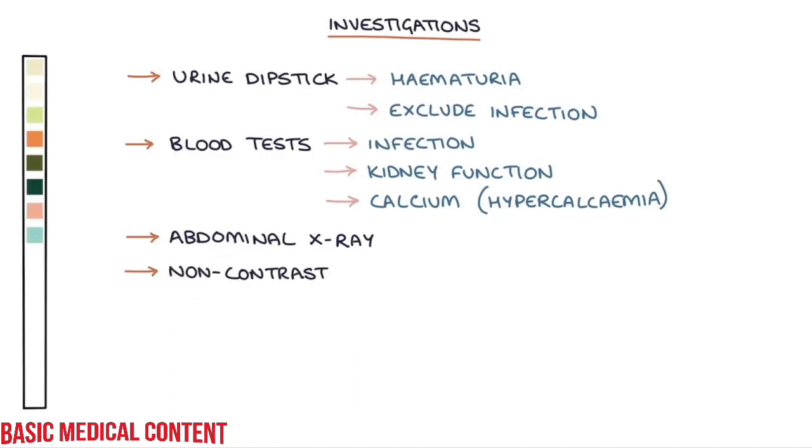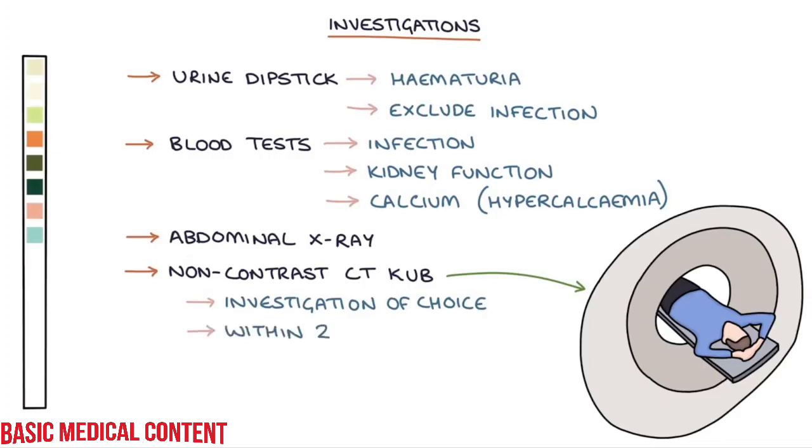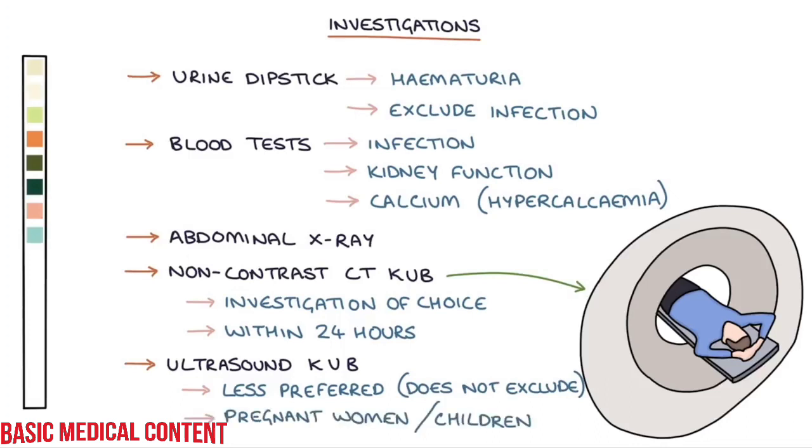A non-contrast computer tomography, or CT scan, of the kidneys, ureters, and bladder, which is called a CT-KUB, is the initial investigation of choice for diagnosing kidney stones. The NICE guidelines from 2019 recommend a CT-KUB within 24 hours of the presentation. An ultrasound of the kidneys, ureters, and bladder, or an ultrasound KUB, is a less preferred alternative to a CT scan. A negative result does not exclude kidney stones. Ultrasound is less effective at identifying kidney stones, but it is helpful in pregnant women and children.